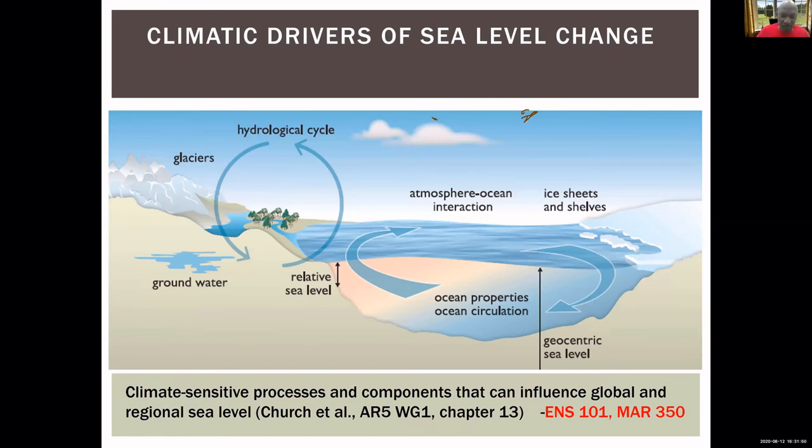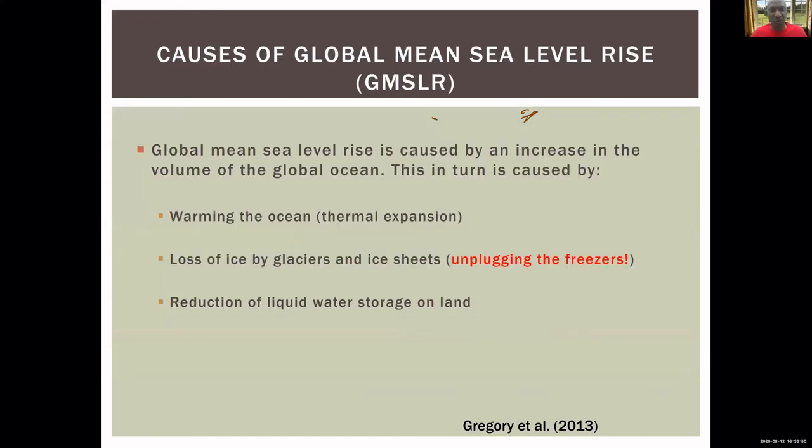Now, when we consider climate, if the hydrological cycle changes, say there's much more water being produced, or if we reduce water from land going into the ocean, there will be a relative change in the sea level. If the ice sheets melt, like the Antarctic ice sheet and the Greenland ice sheet, that will affect the sea level. So these factors are very, very sensitive to climate. And also the atmosphere-ocean interaction might affect the sea level. Climate is very important. That's what we've established.